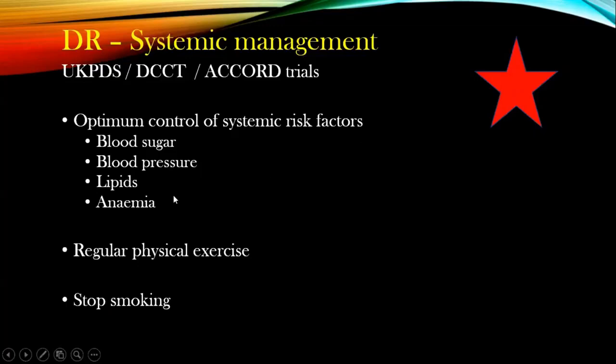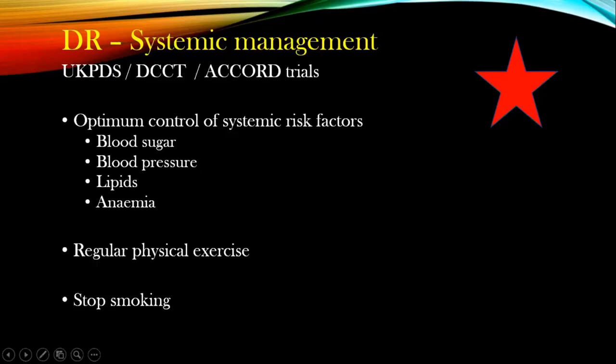And this is really important. The management of diabetic retinopathy has two folds: the systemic management and ocular management specifically. So systemic management, as shown in these landmark clinical trials, UKPDS and DCCT, has a very significant role. The optimum control of systemic risk factors like strict control of blood sugar, tight control of blood pressure, lipids, and correction of anemia, and engaging in regular physical exercise and stopping smoking. These are really important, because whatever we do as eye surgeons will not be very useful or effective if the patient's systemic management is not optimized.